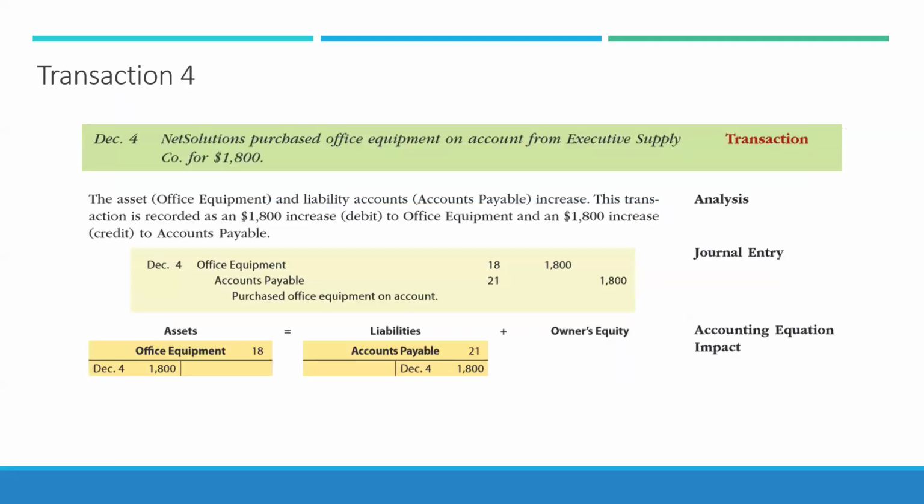And then purchasing of office equipment on account. Office equipment is going to be our debit because that's an asset that's going up. And then on account means that we didn't pay cash for this. We still owe the bill for the accounts payable. So accounts payable is going to go up, and that's a credit.